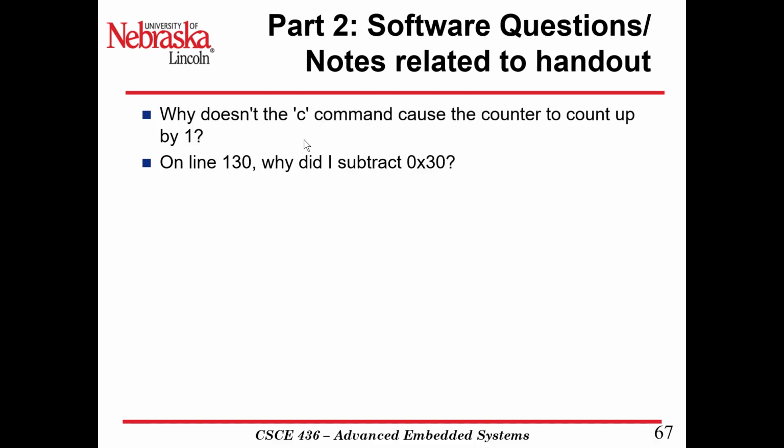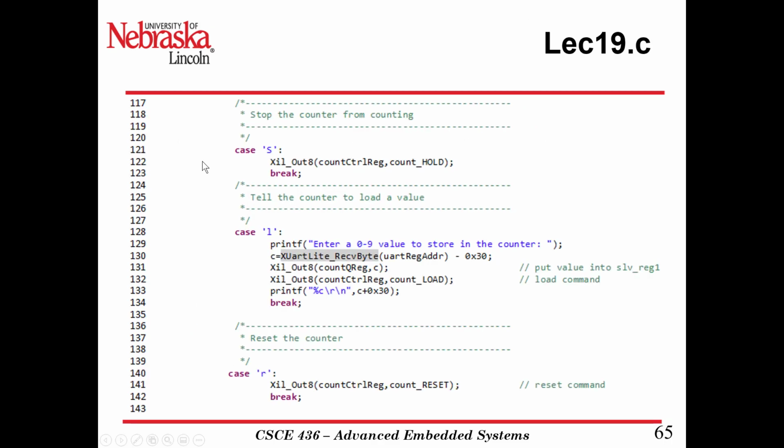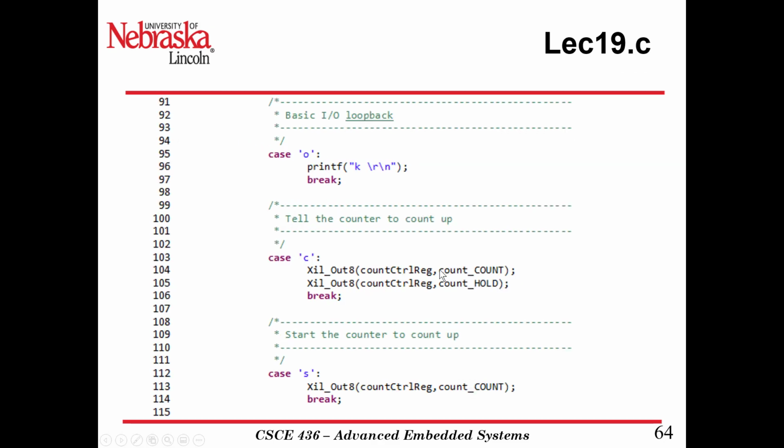All right, so some of your questions. The C command: why doesn't it count up by 1? Notice it takes a while for the software to send out these two commands to count up and to hold. With a 100 megahertz clock, it takes almost 27 clock cycles or counts for it to start and stop, to be able to send that signal again through the slave registers and read it on the hardware. Hardware is extremely fast.